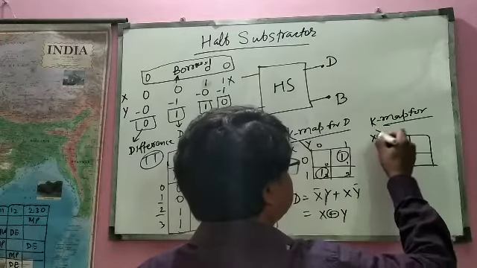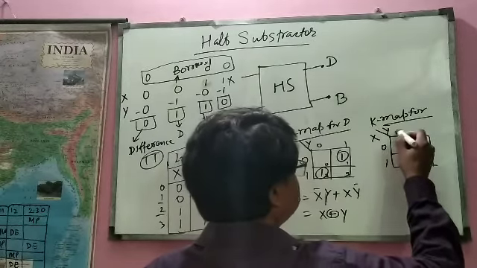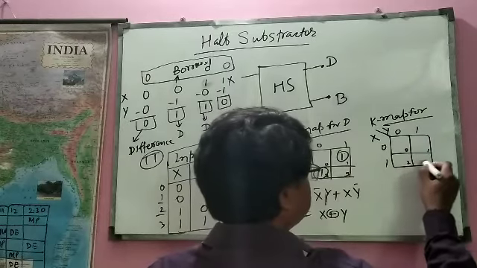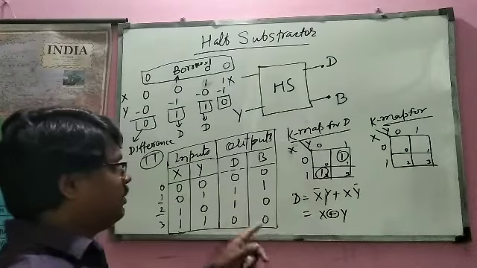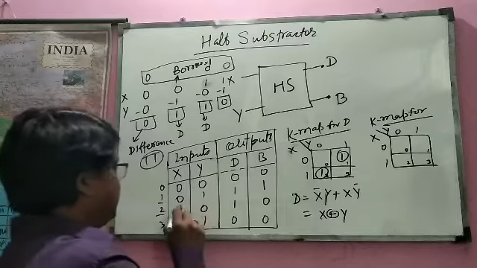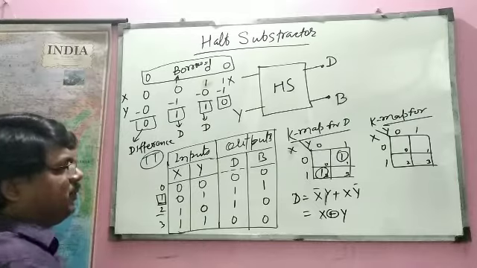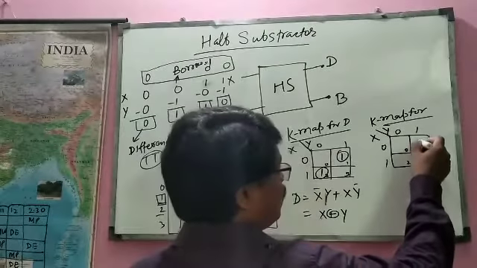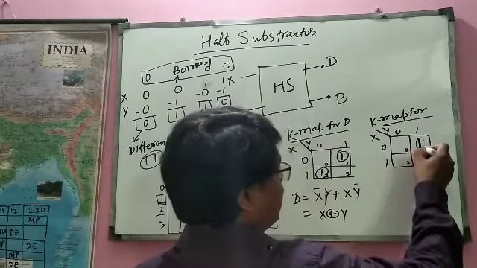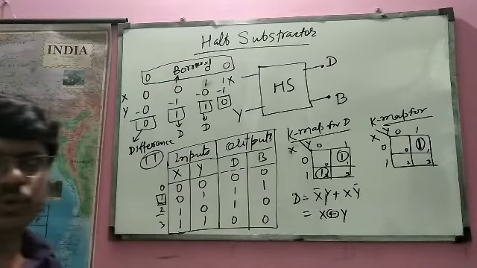This is X, this is Y, 0 1 0 1 0 1 2 3. So what will be the borrow? Borrow will be 1 at this position only, at 1 only. So this is 1, so here will be 1 and the rest of the positions will be 0.